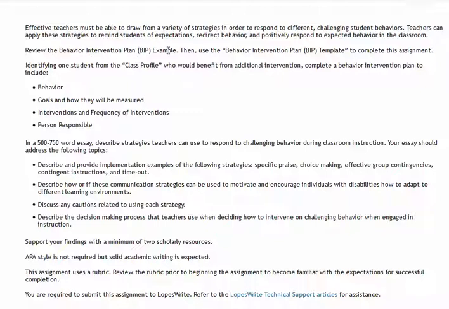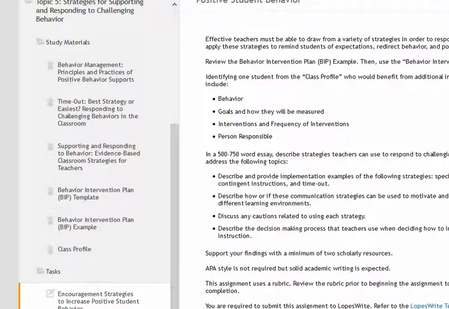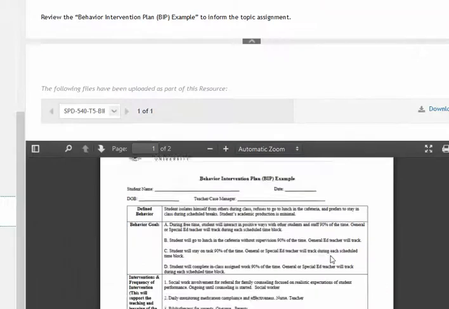And you're going to stop. And you're going to say, where is it? And I'll show you where it is. It's those templates and examples are always under the study materials. So this is the BIP template example. So you're going to click on that and you're going to get an idea of what you need to do.